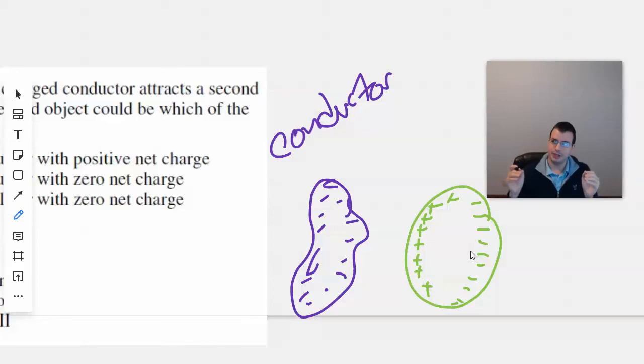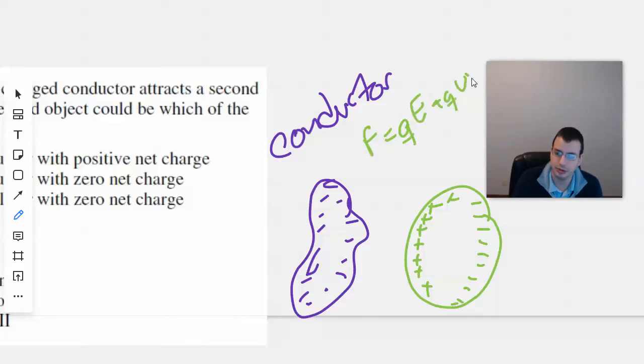but it's a conductor, so the positives want to move as close as they can to the negative charges on the other object, and the negative charges want to move as far away as possible. And so what happens is force equals QE plus QV cross B, which is 0. And so this is KQ over R squared. So it's the R squared that matters.